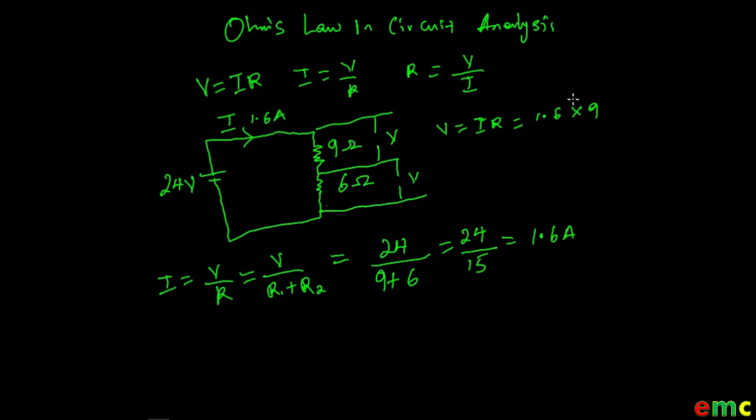1.6 multiplied by 9 is going to give us 14.4 volts. That means a voltage of 14.4 volts is dropped across this 9 ohms resistor. To get the voltage that is dropped across this 6 ohms resistor, we have V equal to IR. Since we have a current of 1.6 amps flowing through the resistors, multiplied by the resistance, 1.6 multiplied by 6 is going to give us a voltage of 9.6 volts.